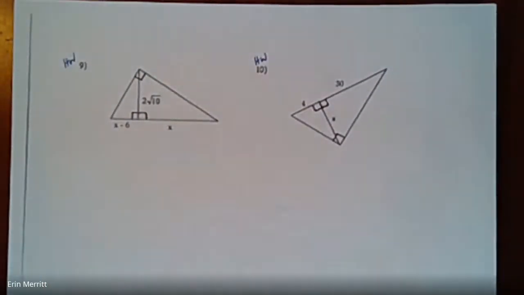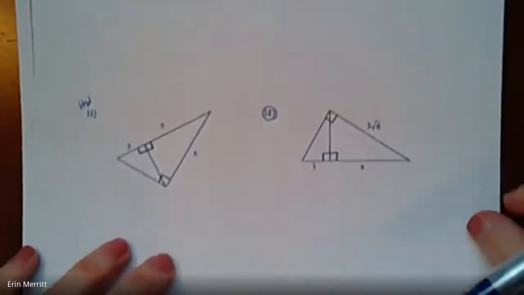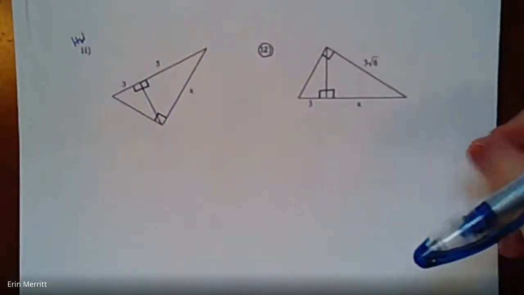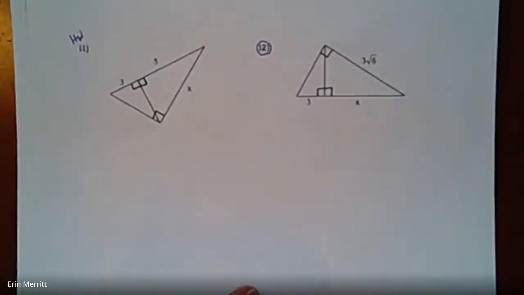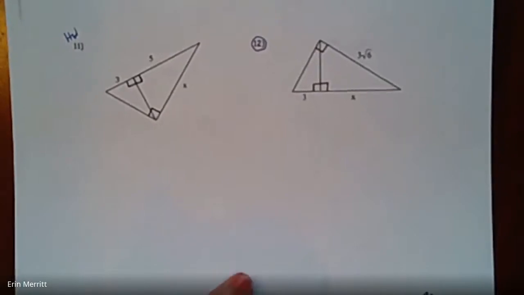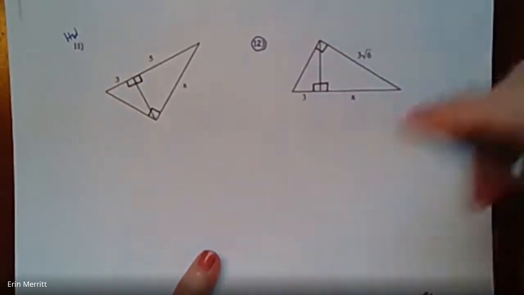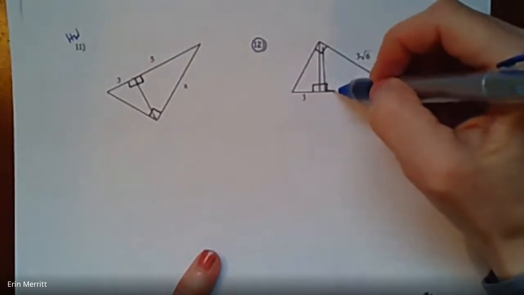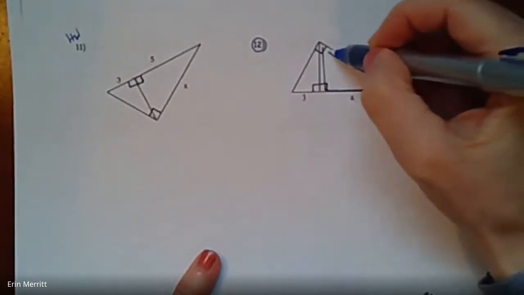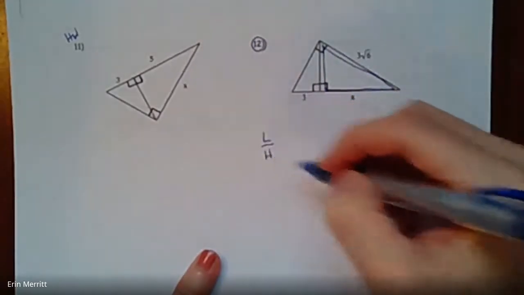So 9, 10, and 11. And then number 12, we're going to do right here. So we have one more of the same type of question, but this one in particular is a little tricky, so I wanted to look at it. So again, you don't have the altitude, you have the leg. So you're going to be working with leg over hypotenuse.